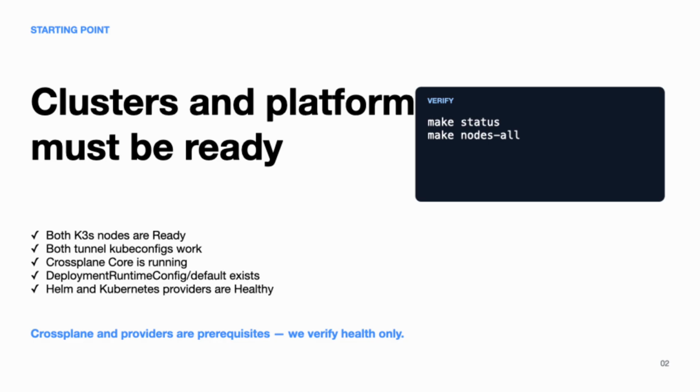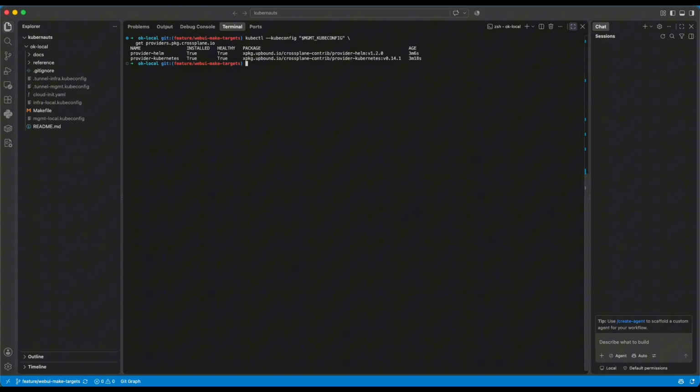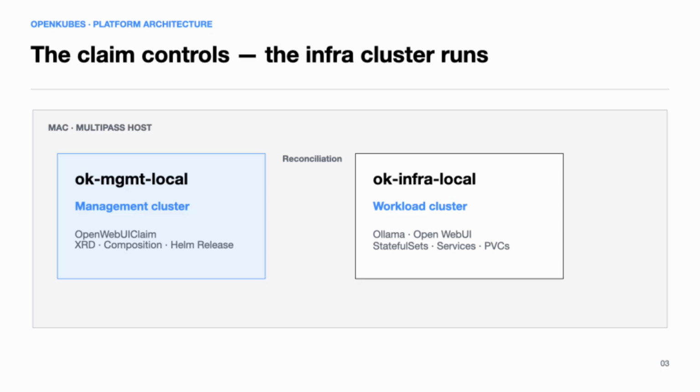We also show the pods in crossplane-system, the deployment runtime config default, and the installed providers. Crossplane core, provider Helm, and provider Kubernetes are prerequisites from the platform bootstrap, so this tutorial verifies them but does not reinstall them. The patch and transform function belongs to this project and will be handled by the WebUI setup. This separation is the central idea of the tutorial.